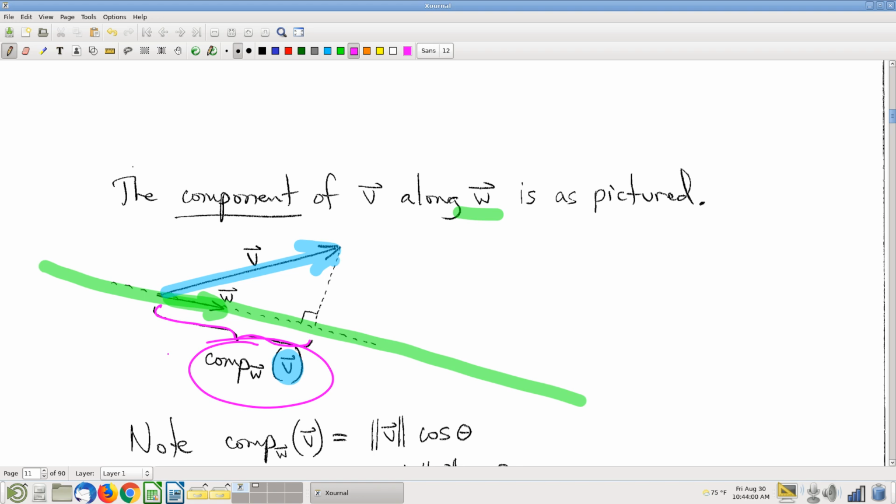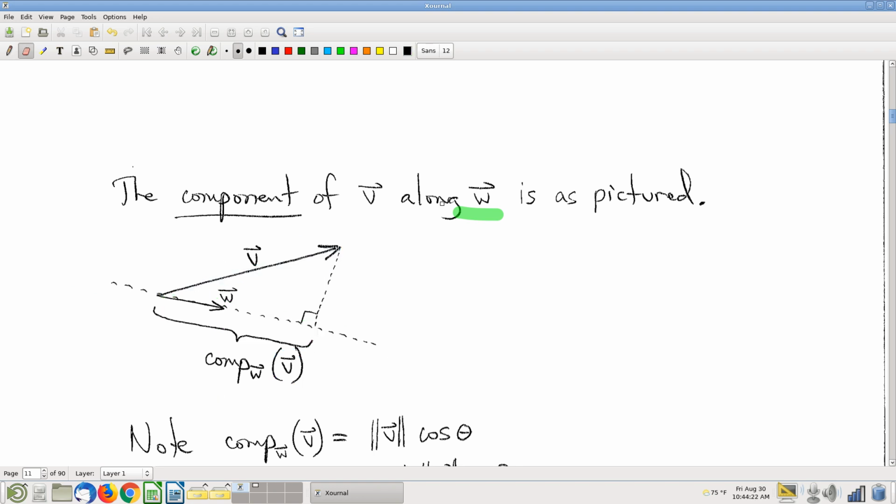Is this the same as projections? These words get used in different ways in different contexts. I would like to think of a projection as being a vector, not a distance. But you're going to see in other contexts people will use projection the way I'm using component, and probably vice versa as well. But I'm just going to go with the book's choice here.